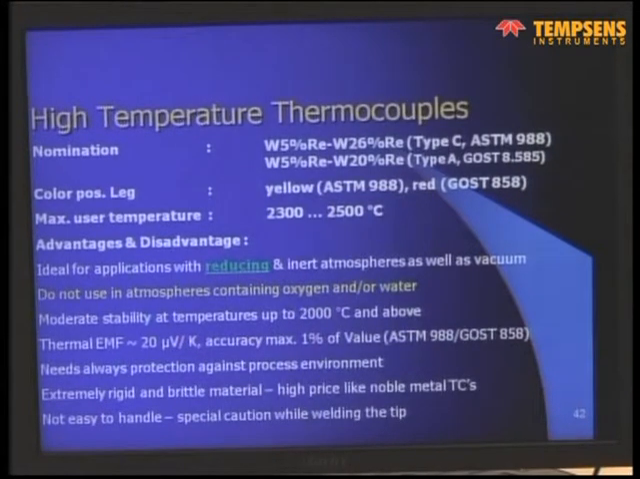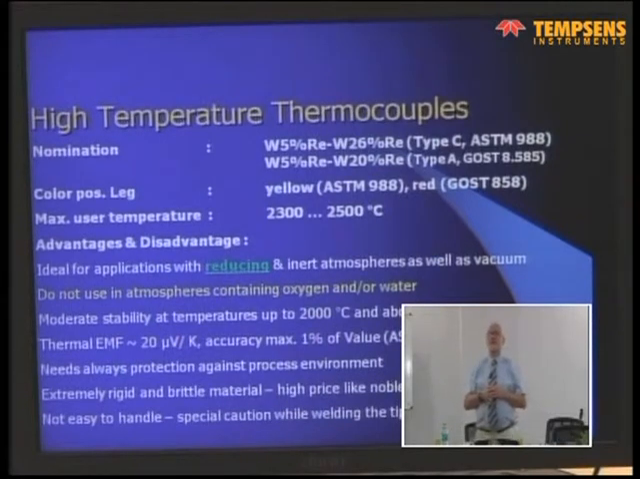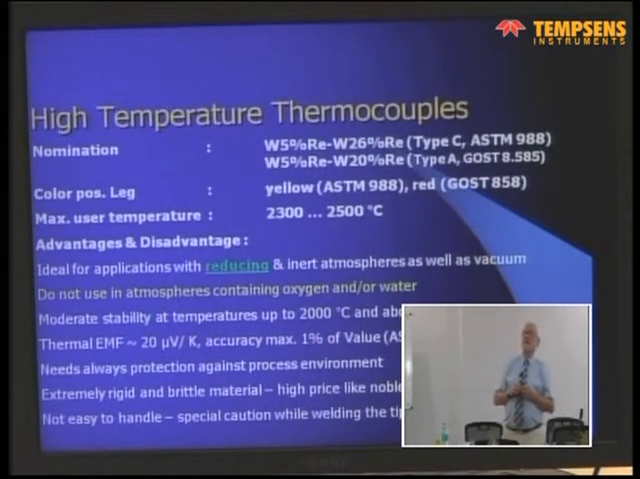The tungsten-rhenium thermocouples. Finally, maximum user temperatures 2,500, maximum 2,300 to 2,500, and there are some slight differences in the color coding, but now in the international standard it is red for the positive wire and white for the negative leg. Those have the same color. They are ideal for applications with reducing atmospheres.